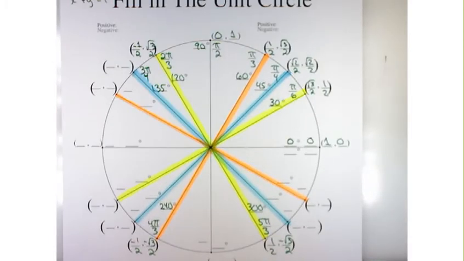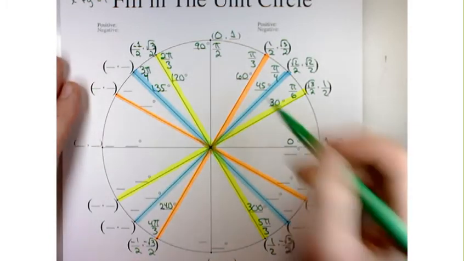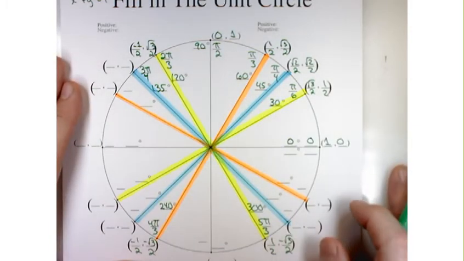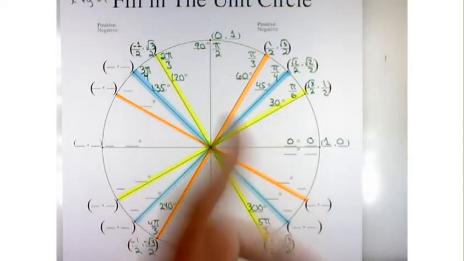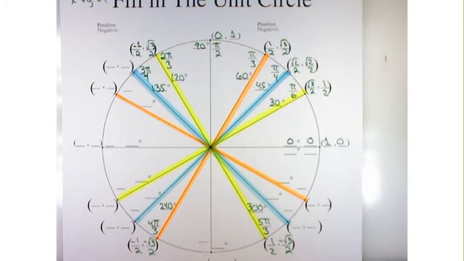So I strongly suggest that we take a moment and try and fill out the rest of this. And you can work together, you can work alone. If you finish alone, then compare yours to a neighbor. But try and figure out the rest of these coordinates and at least some of the angles in radians.